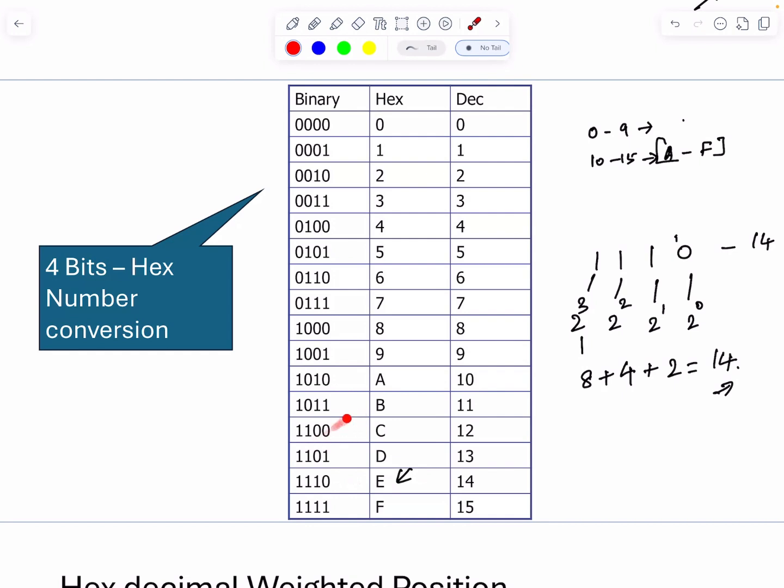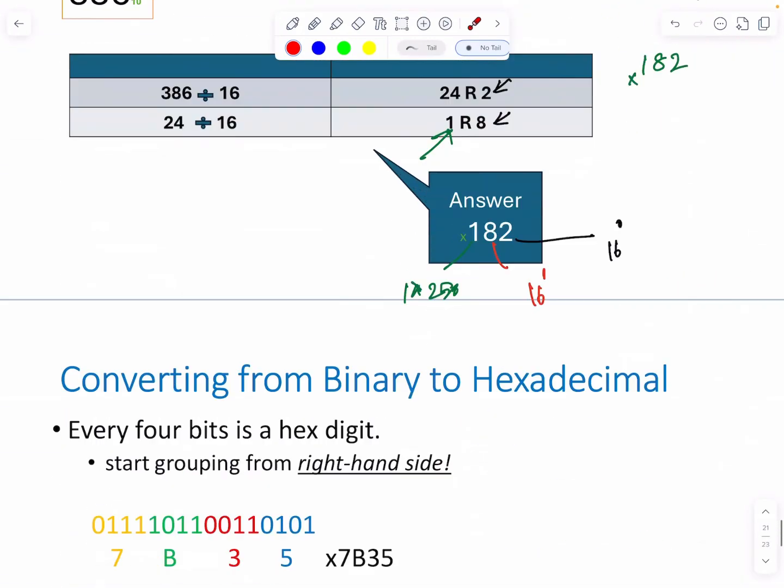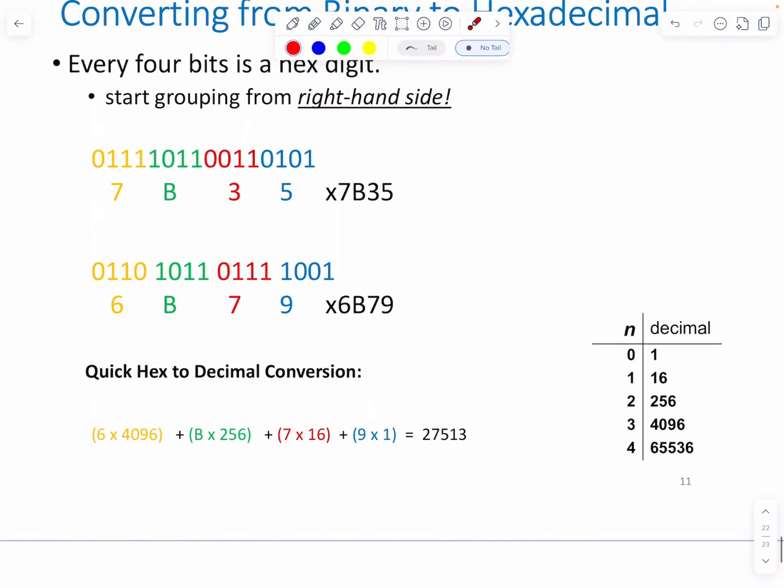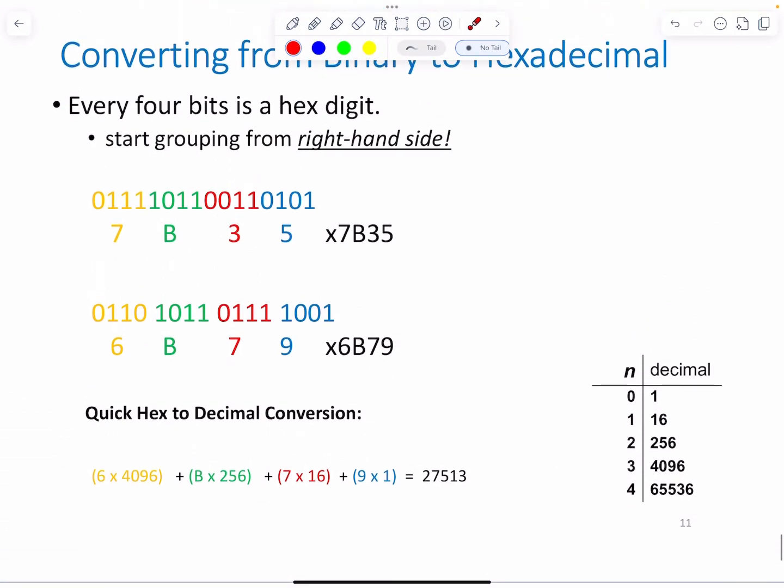So in this case, the blue one is 5, right? In this case, the 4 digits of the binary, again, it is 3, right? And then 1011. So there is 8 here, 2 here, 1. So this is 11. That's why it's B. And then this is 4 plus 2 plus 1, that is 7. Okay, that's how we convert into hex. This is a quick way of converting binary to hexadecimal.